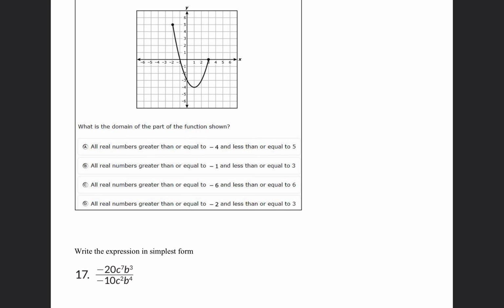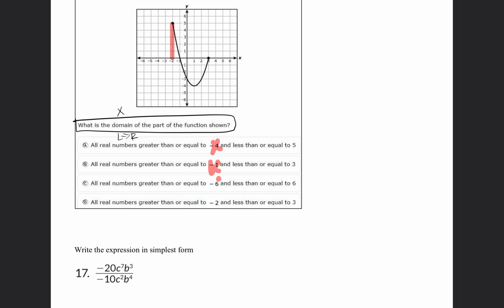Now here it's asking for what is the domain. Domain is your x. It goes left to right. So again, you're going to take the left point and you're going to go down. That takes you to -2. So this is wrong because it's not -2. This is wrong. It's not -2. This is wrong because it's not -2. So therefore D is your answer. But again, to prove, it's going to go to 3 and there you go.